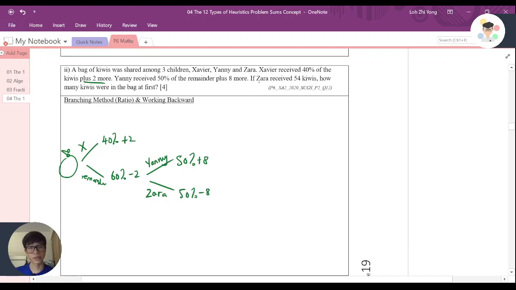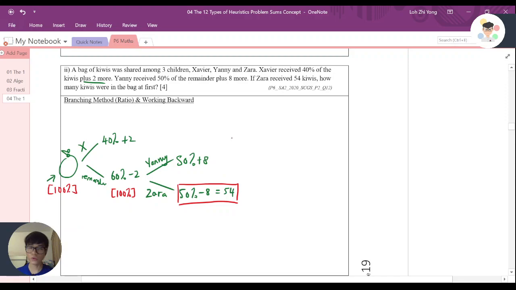Now, here is telling me that if Zara receives 54 kiwis, means that here is equal to 54. How many kiwis were in the bag at first? Now, the very important concept that you must know is that this remainder is actually 50% plus 8, 50% minus 8. Based on this, if we find the 100% of it, it will be the remainder. If we from this 60%, 40% find the 100%, it will be the number of kiwis at first.